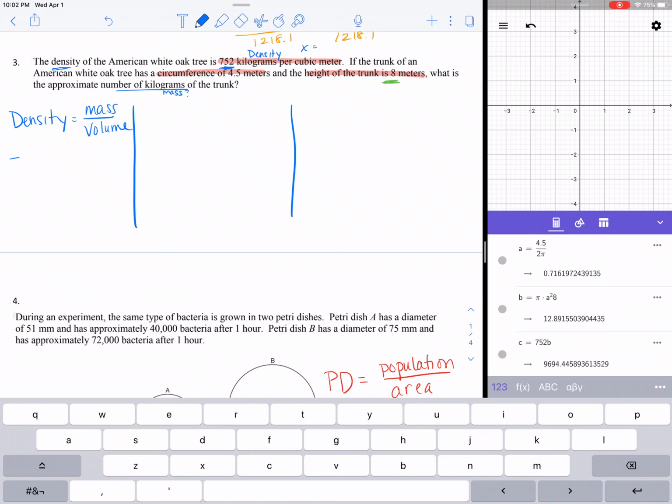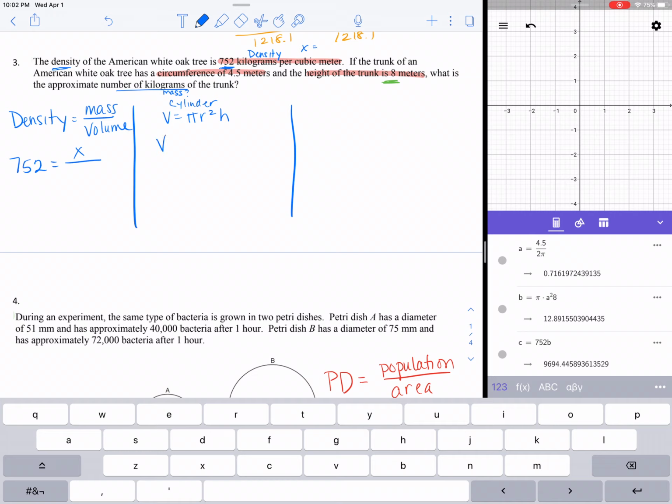They give us the density as 752. The question asks for the mass, so that's going to be your x, but they didn't give us the volume. So how are we going to find the volume? Well, we can get the volume of the trunk, realizing that it's a cylinder. We should know that the volume formula is pi r squared h.